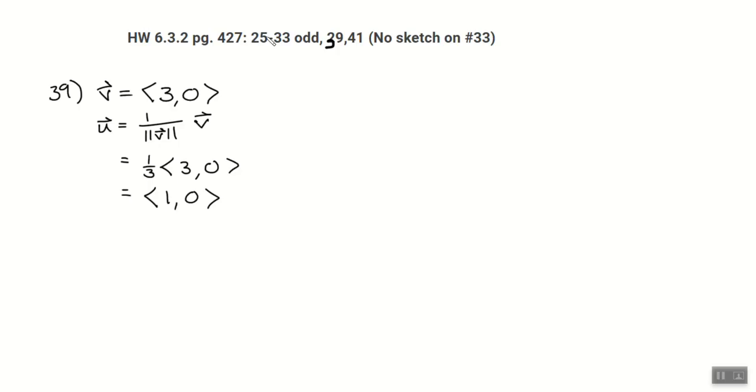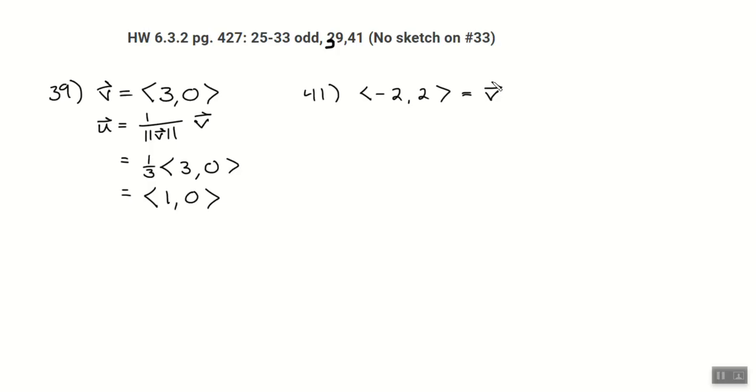Okay, 41 is a little bit more interesting. We had the vector on 41. We were dealing with the vector -2, 2. And we want something in the same direction, but a length of 1. So, right off the bat, could we find the magnitude of this vector? 2 squared is 4, plus 2 squared is 4 more. That gets us to 8, and the square root of 8, right?